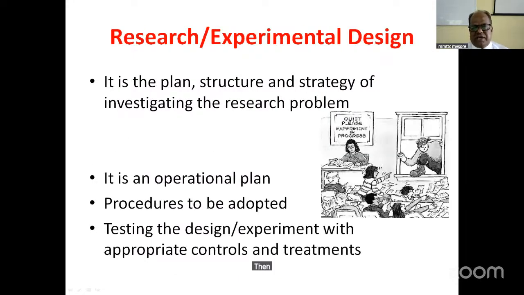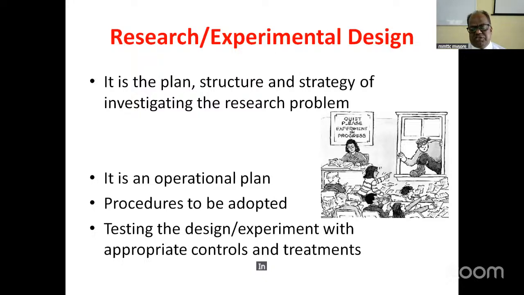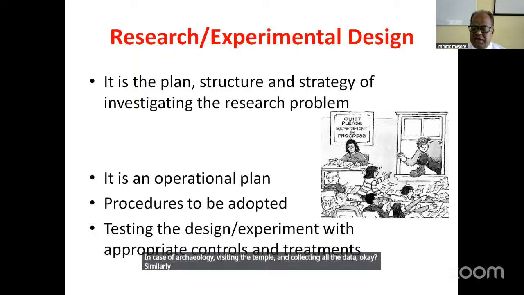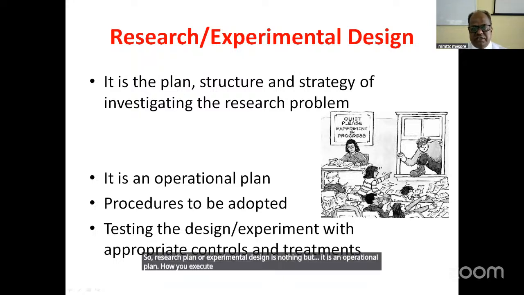Then the real thing, conducting the research: visiting people, visiting villages, collecting data in the case of humanities; in the case of archaeology, visiting the temple and collecting all the data. Okay. Similarly, in science, it is altogether different. Sometimes lab work, sometimes field work. Okay. So a research plan or experimental design is nothing but an operational plan. It is how you execute your research in the 5 years.